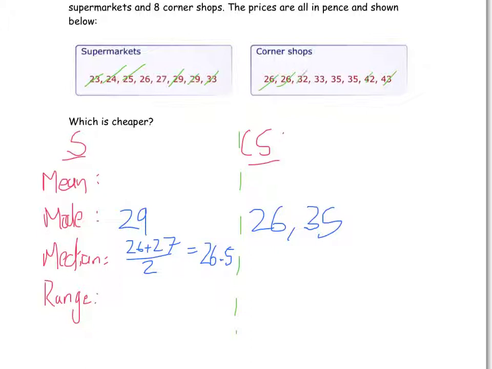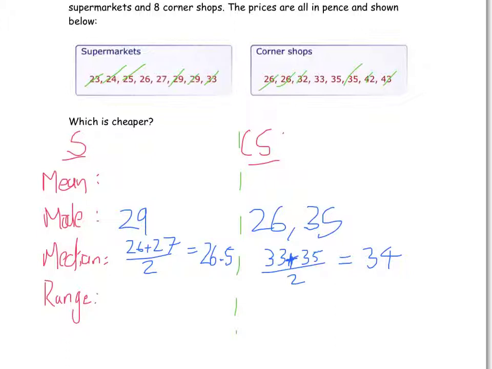2, 3. So let's just check we've got the same off both sides. 1, 2, 3. 1, 2, 3. So we've got two values, 33 and 35. So add them up and divide by 2. So 33 add 35 is 68, and half of 68 is 34. Or what number is in the middle of 33 and 35?